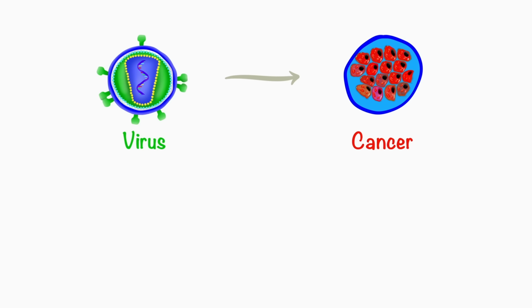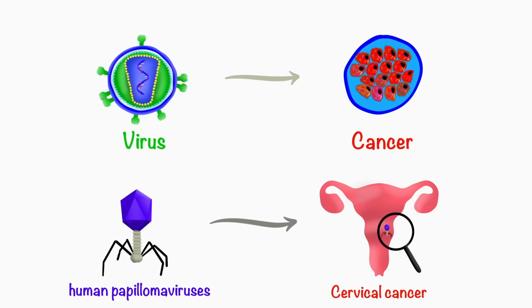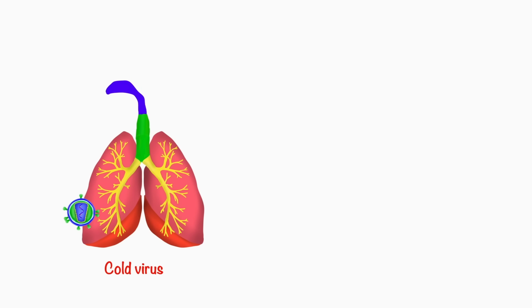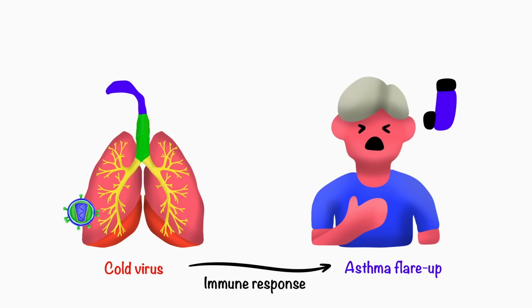Second, some viruses can actually cause cancer. For example, certain types of human papillomaviruses can lead to cervical cancer. This shows how a communicable disease can sometimes lead to a non communicable disease. Third, infections can trigger allergic reactions. For example, if you have asthma and catch a cold, your asthma symptoms might get worse. The infection triggers your immune system, which can cause inflammation in your airways.